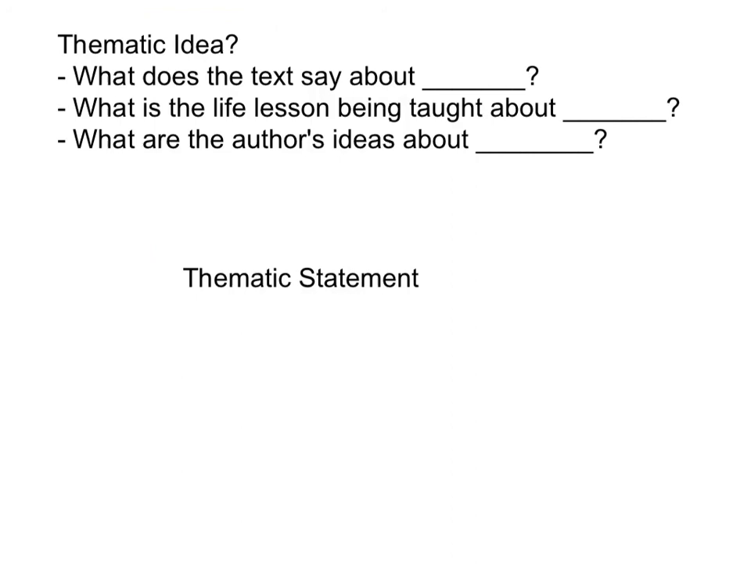First, you need to determine the specific thematic idea. This is an abstract idea. It can be expressed in one or two words. It's what the author explores through the plot and the characters. Some questions you might ask are, what does the text say about blank? Whatever you would fill in the blank would be your thematic idea. What is the life lesson being taught about blank? What are the author's ideas about blank?